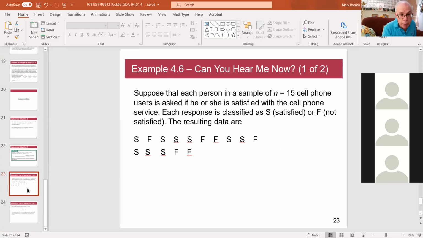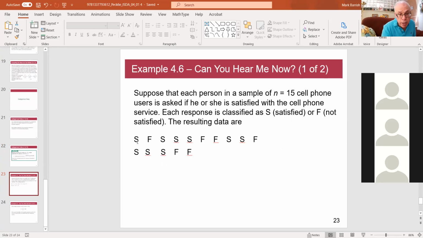They give you an example here. 15 cell phone users are asked if they're satisfied with their cell phone service. If they answer they're satisfied, that's an S. If they answer they're not satisfied, it's an F. Here are the responses for the 15 people, and we want to know what proportion of them answered S, or satisfied.